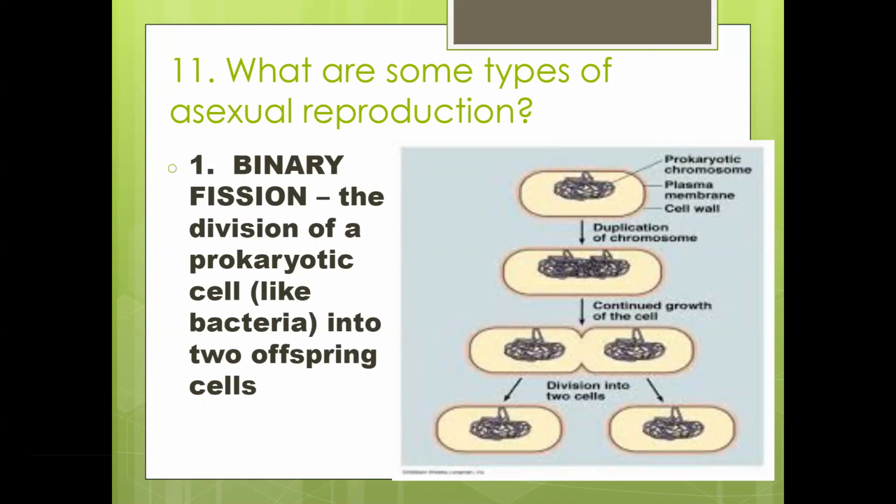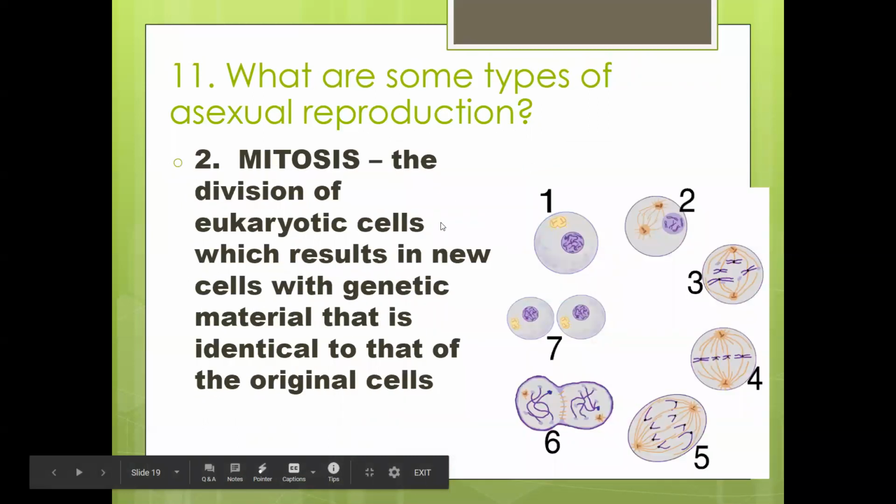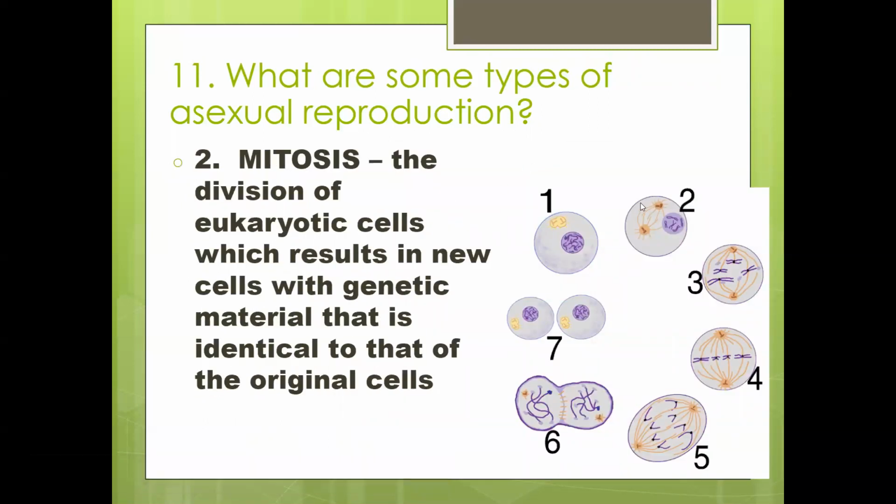Mitosis, or the type of asexual reproduction that we do, is much, much more complicated. Mitosis has many different steps in it. And since our cells are more complex than prokaryotes, there's more things that the cell has to worry about when it's replicating everything.